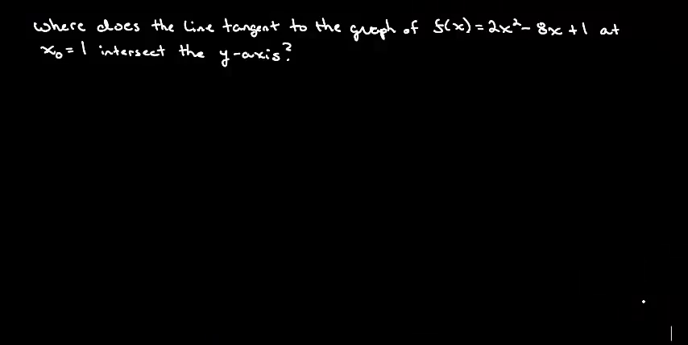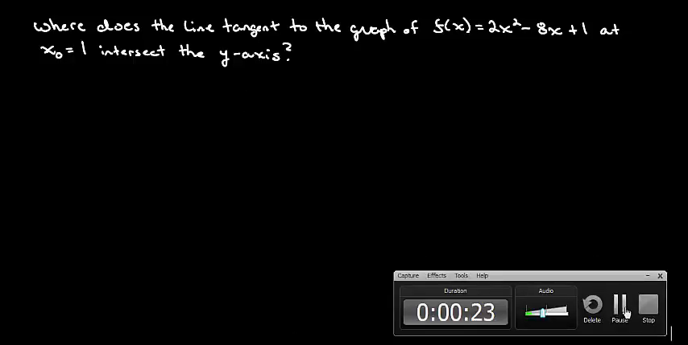Where does the line tangent to the graph of f of x equals 2x squared minus 8x plus 1 at x sub not equal 1 intersect the y-axis? So what we want to know is, if we've got this function right here and we go to x equals 1 and we draw a tangent line, where does it hit the y-axis? So let me go ahead and get us a picture of the graph.